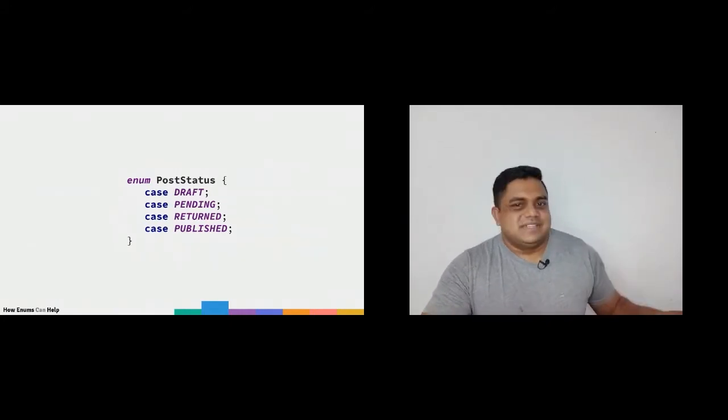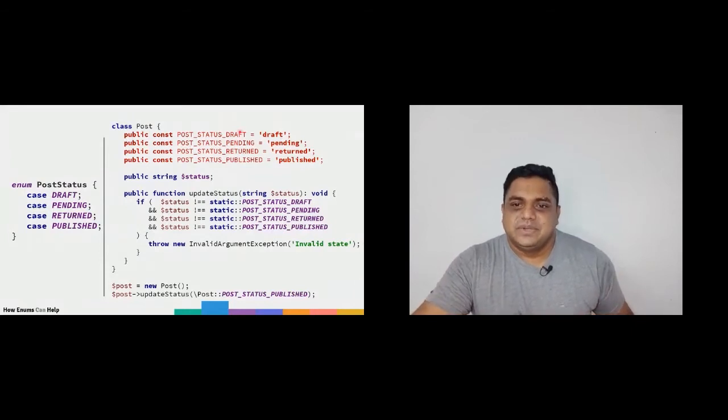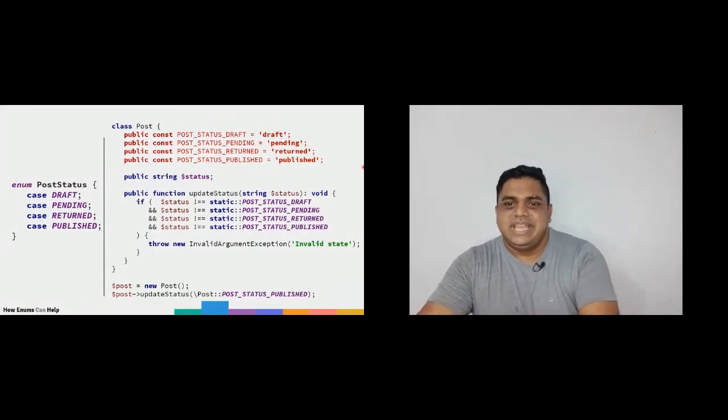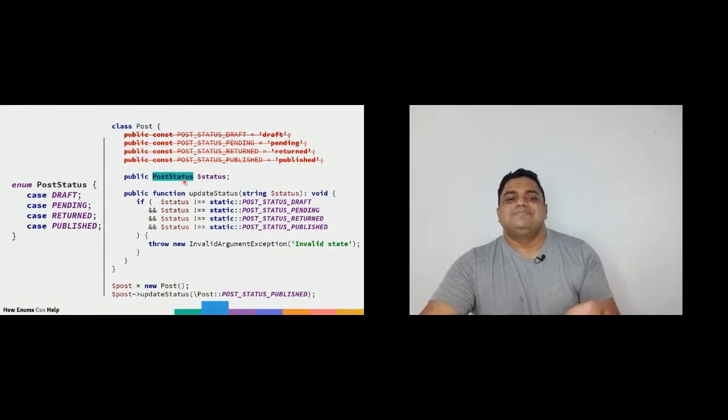We go back to the same example, the one we didn't like, and let's see how enums can help. So we extracted these constants to this enum. So we don't actually have to use them. We can just remove them. So here, instead of saying we accept string, we say we will only accept post status type now. So this is more strict.